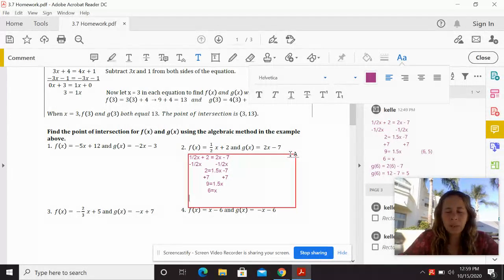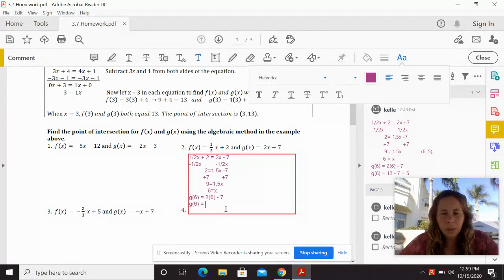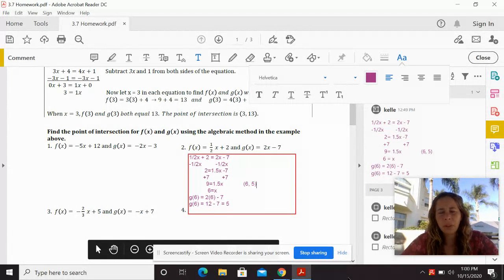So substitute 6 in for x: g of 6 equals 2 times 6 minus 7. 2 times 6 is 12, and then minus 7. 12 minus 7 is 5. So y equals 5. Your intersection point would be your x value, which is 6, and then your y value, which is 5. If I were to graph these two lines, they would intersect at this point.